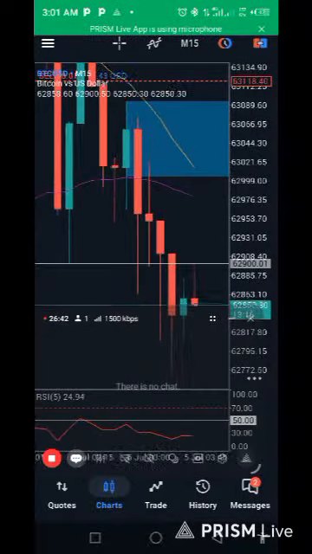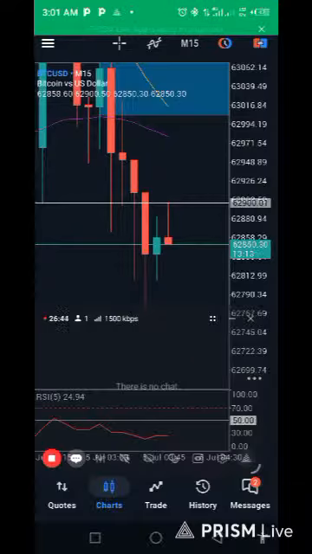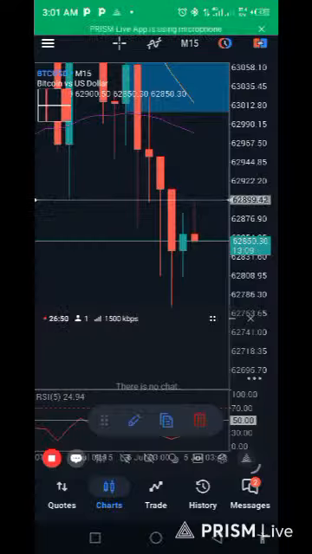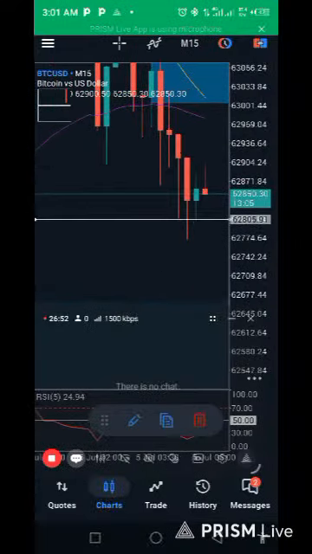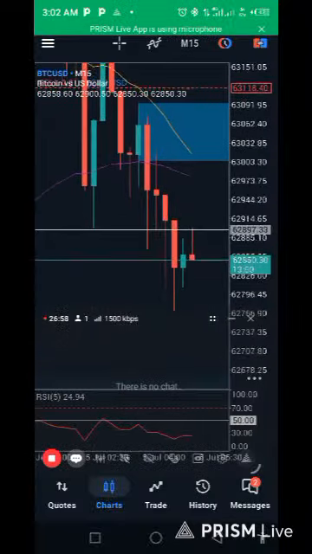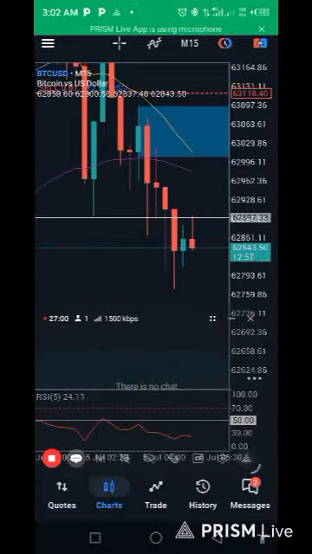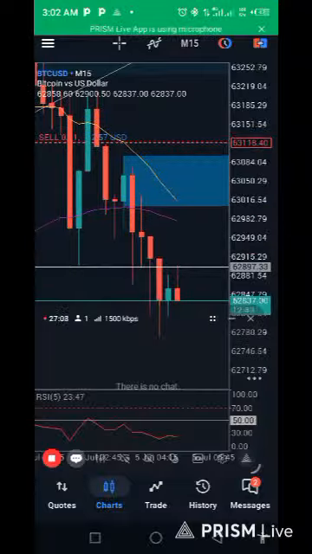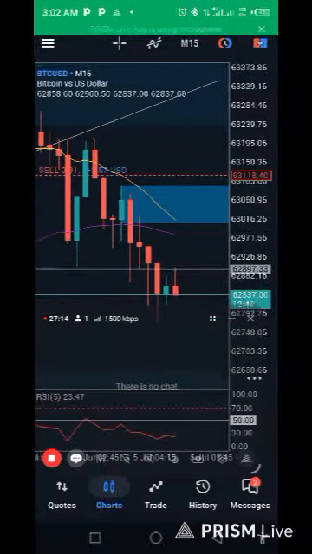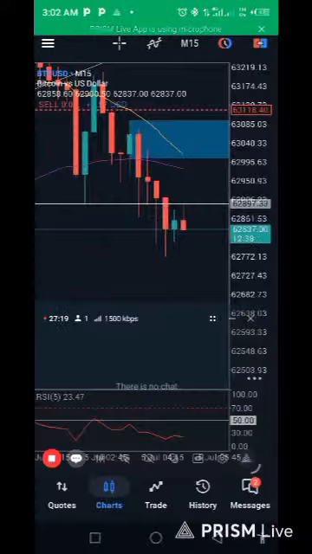You can see it's touching this. It touched this line that broke structure here. It broke the structure, so I'm expecting it to still go up and touch this other block, then come down. So that's how to trade. You wait, be patient.